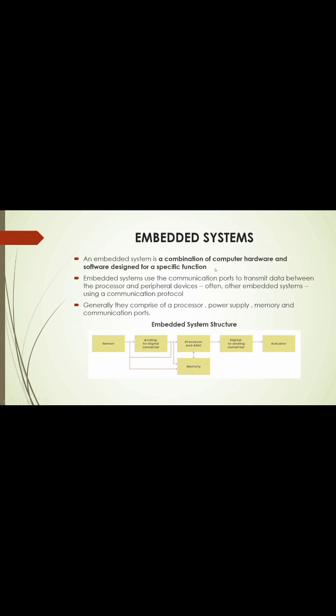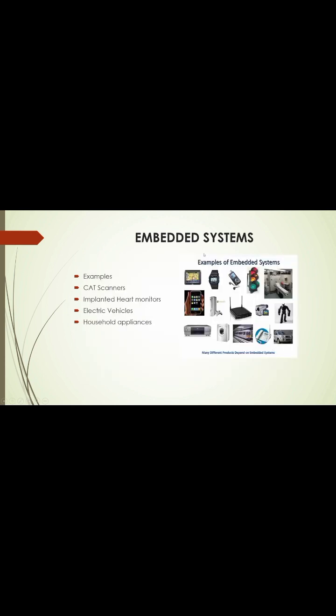Now, what is an embedded system? An embedded system is a combination of computer hardware and software designed for a specific function. Embedded systems use a communication port to transmit data between the processor and peripheral devices, often other embedded systems, using a communication protocol. Generally, they comprise a processor, power supply, memory, and communication ports. As you can see in the embedded system structure, it consists of a sensor, an analog to digital converter, processor and ASIC memory unit, then digital to analog converter and an actuator.